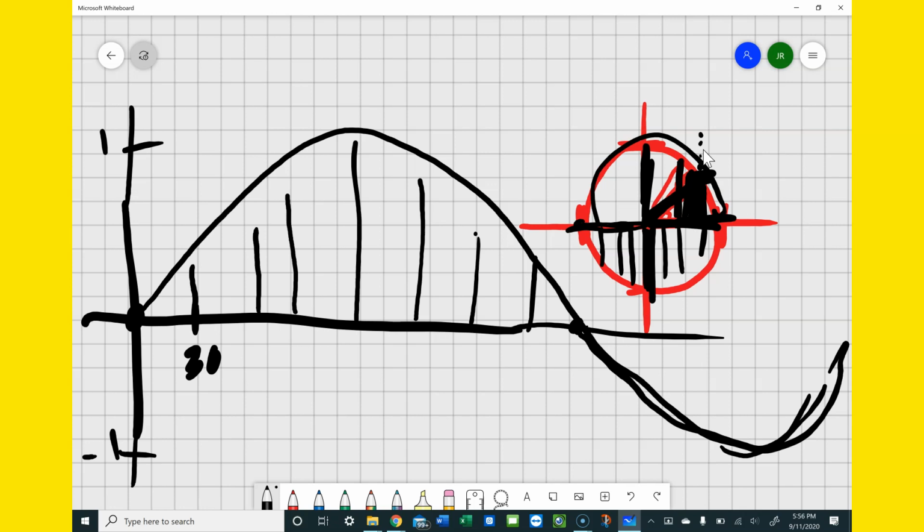When a graph repeats like that, it's called a periodic function. And when you go through a full cycle, we've gone all the way up here, all the way down here, and all the way back where we started, and we're going to repeat the cycle. That's called the fundamental cycle.